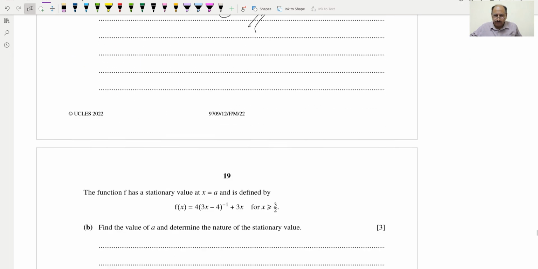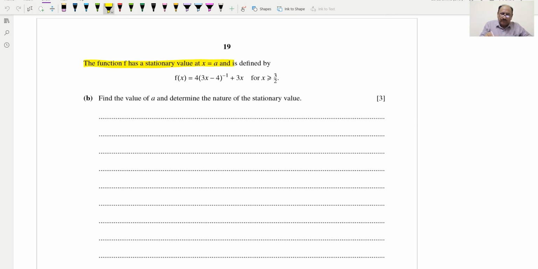So this is done. B part: the function f has a stationary value at x is equal to a and is defined by this one, and x is greater than 3 by 2. Find the value of a and determine the nature of the stationary point. This is a 3 marks part.